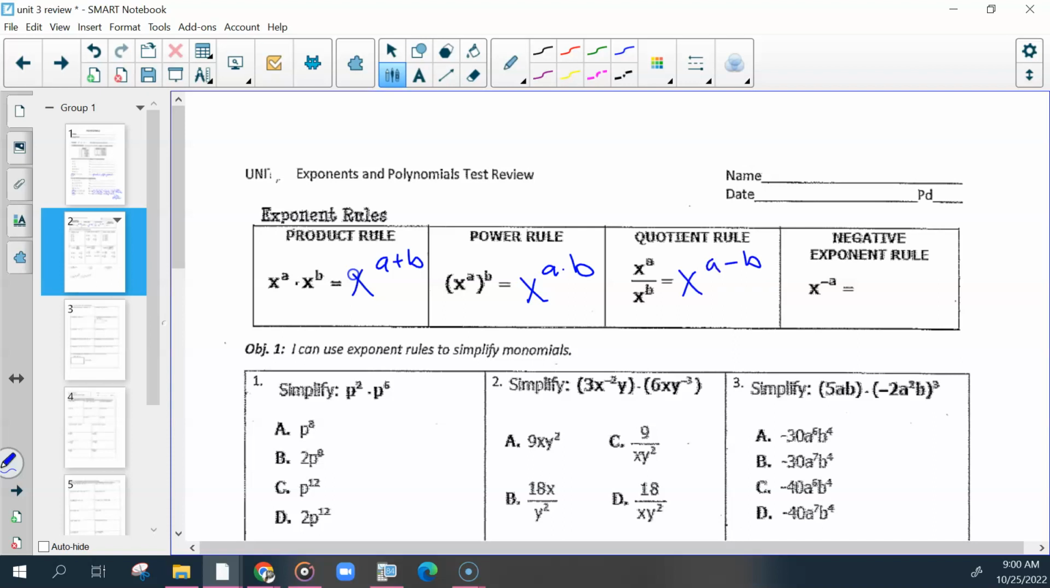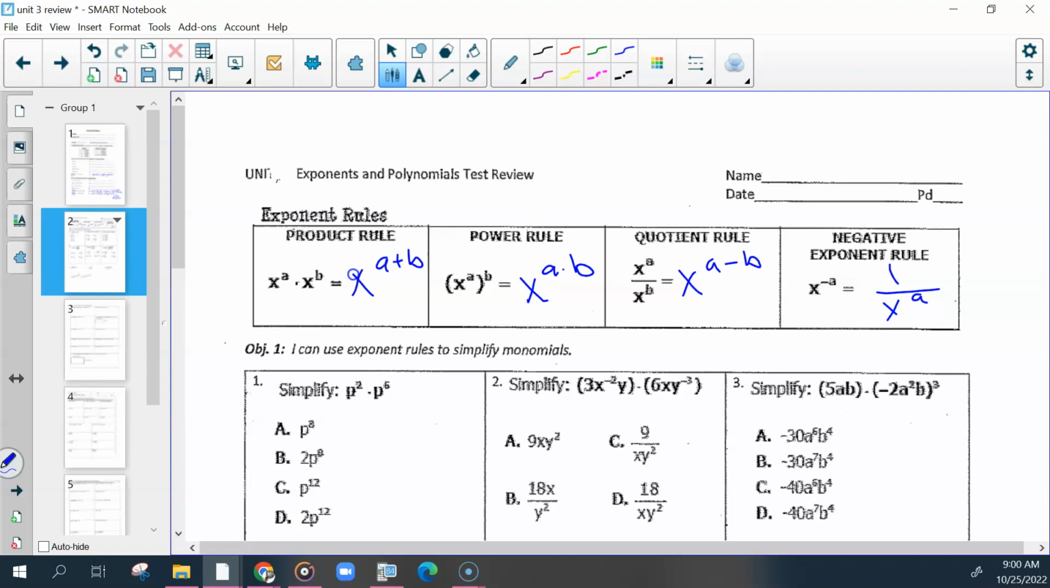And if we have a negative exponent, what do we do with it? It becomes a fraction. We flip it, and the exponent becomes positive. So 1 over x to the a. Or, if it was 1 over x to the negative a, we would make it x to the a. Vice versa. Both ways work.